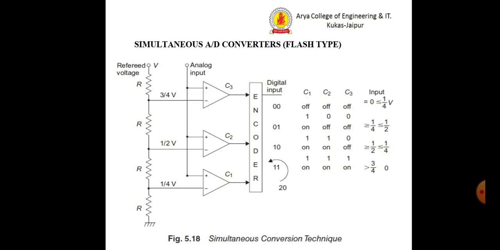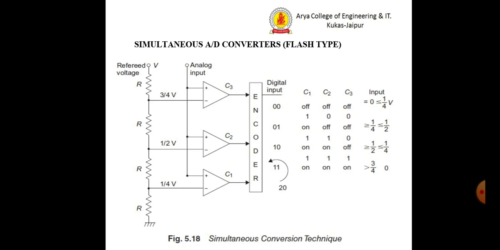Today we are going to discuss simultaneous A to D converters. These are also known as flash type converters, and these are one of the fastest converters which are available in the market. The slide shows the block diagram representation of simultaneous conversion technique. Now let's talk about this particular technique.